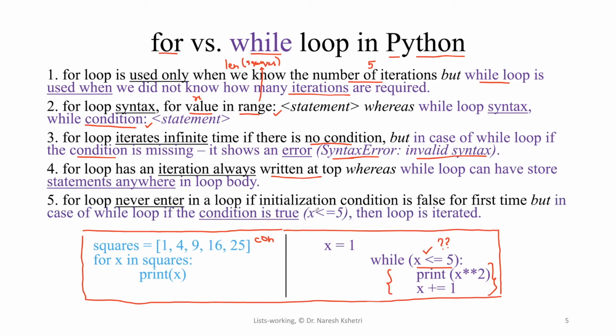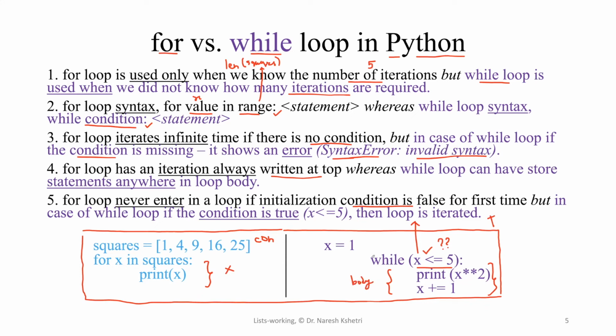And the last one: the for loop never enters the loop if the initialization condition is false. So if the initial condition is false the first time, it never enters the loop, it won't come into this loop part. But in case of the while loop, if the condition is true, the loop is iterated. So this condition must be true to go inside the body and get iterated.